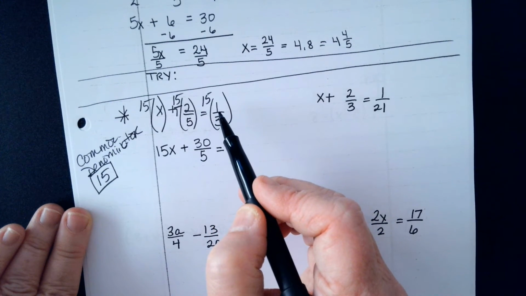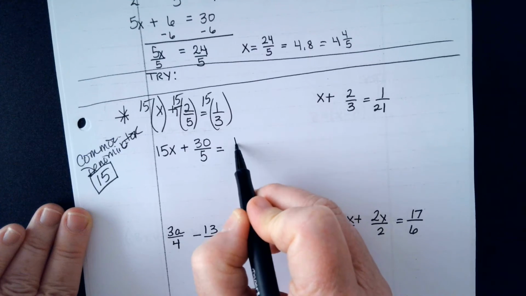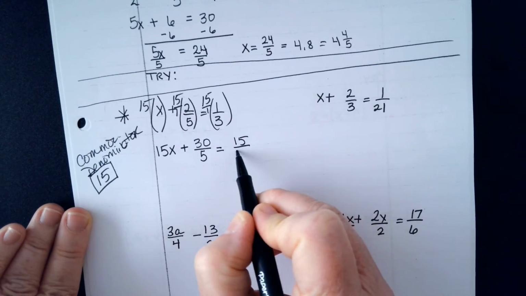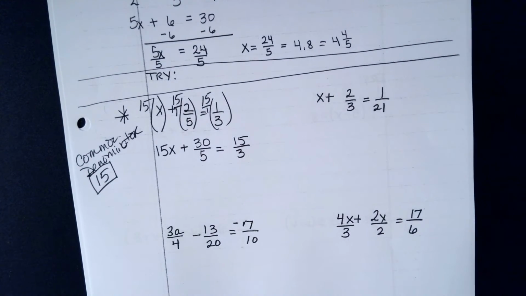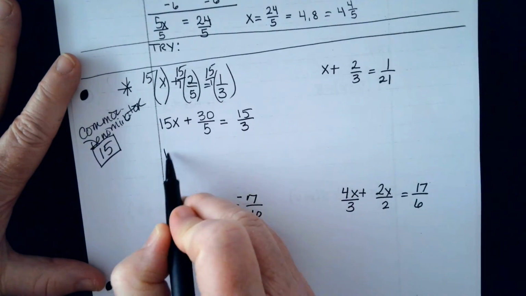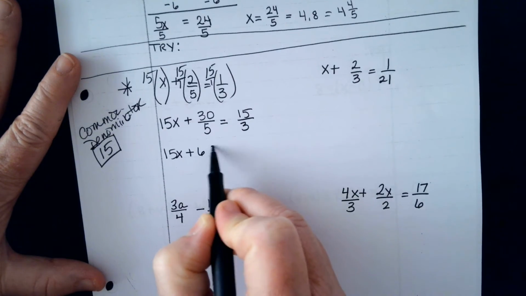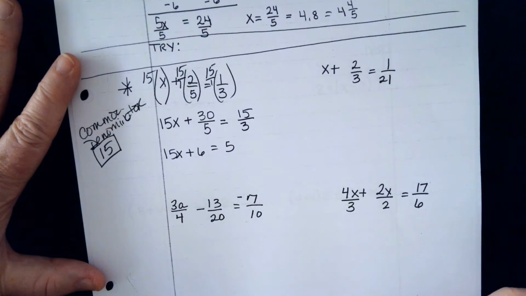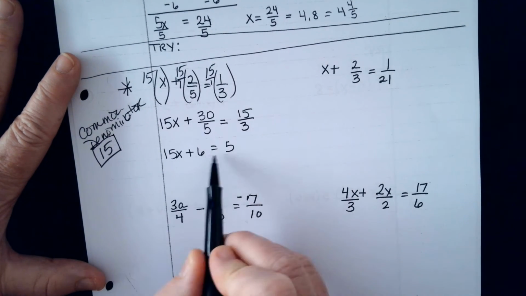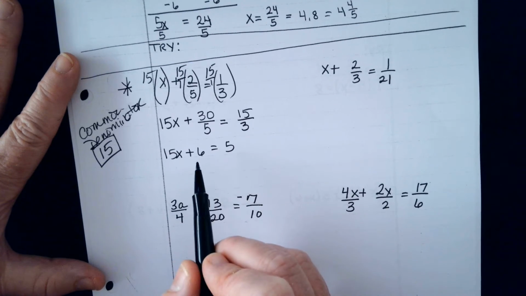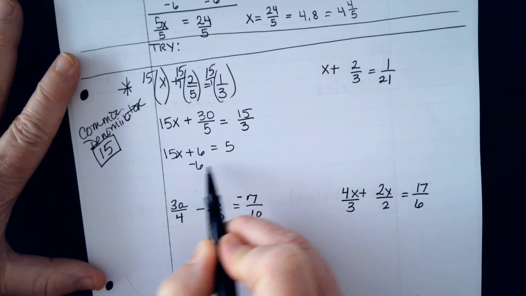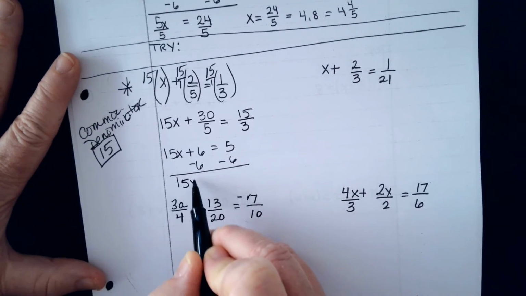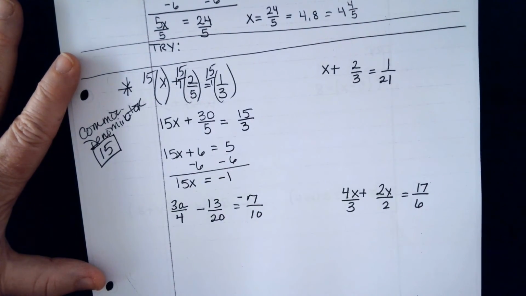15 times 1. Nasia? And then it's 1 times 3, which is 3. Now you have fractions, but they have answers. They simplify to nice, simple little numbers. So I could write this as 15x plus 6 equals 5. Any questions? Okay, what is the next step in solving that equation? Jehovah? That's right. So 15x is equal to -1.